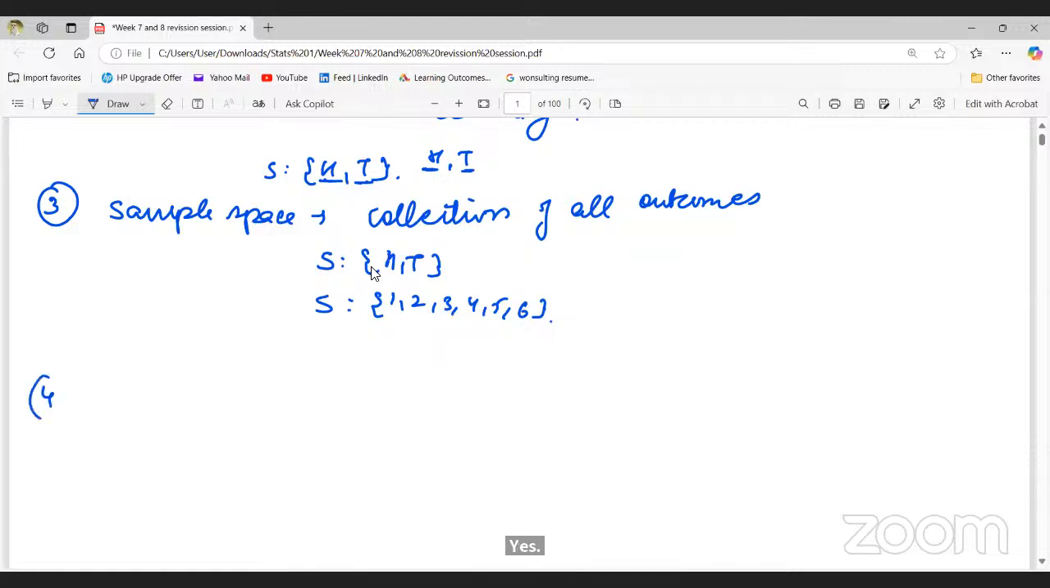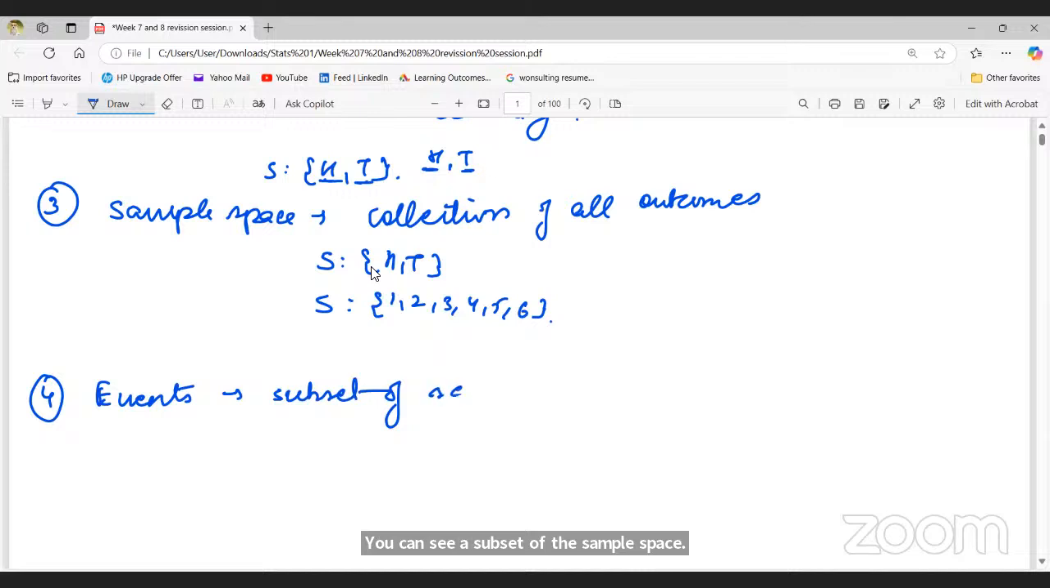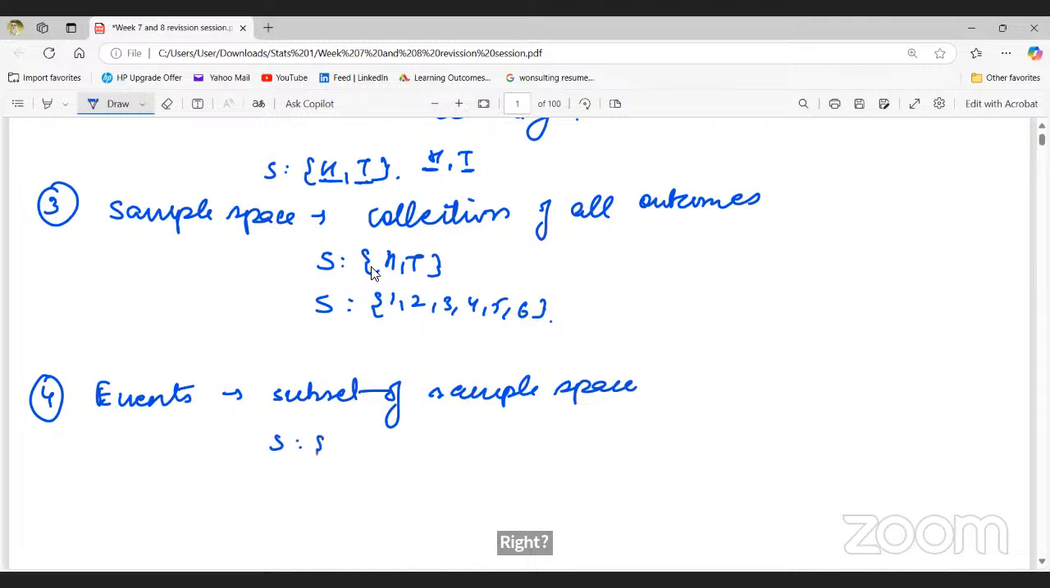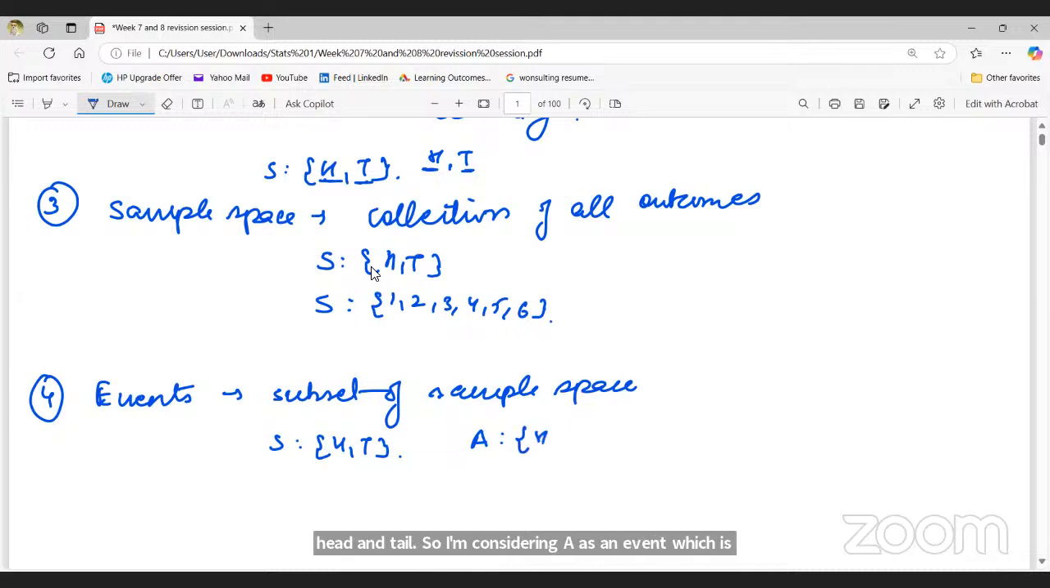Now comes the event. What do you mean by events? A subset of the sample space. Like if I say that I'm tossing a coin, my sample space is head and tail. So I'm considering A as an event, which is the occurrence of a head. If you look at this, A is a subset of S, right? Yes, ma'am.